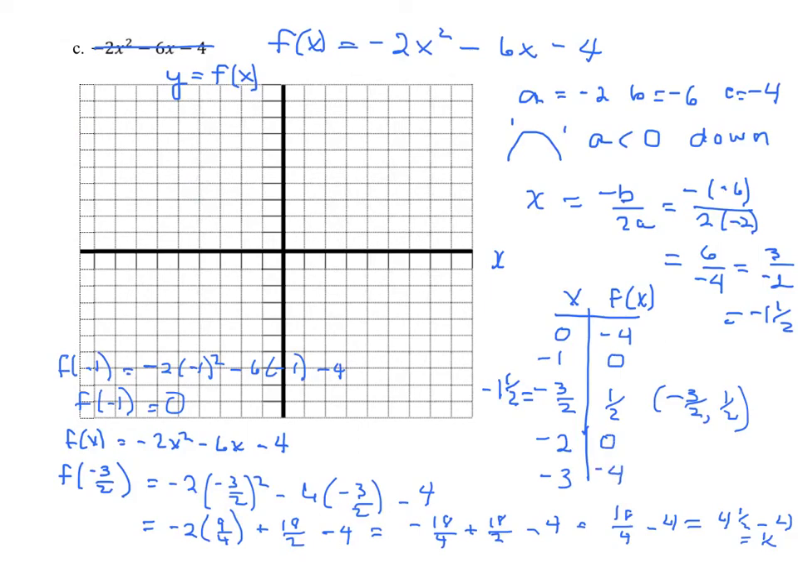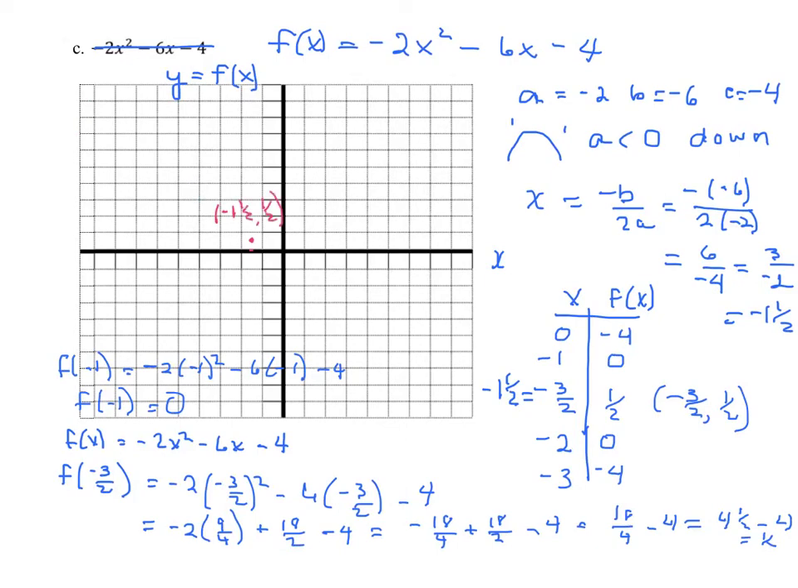And I checked it just to make sure. So these are the points I'm going to be graphing on my graph. So I'm going to graph in red. Negative 3/2, 1/2. So we're going to go out negative 1.5 and up 1/2. Ta-da! Good, there's my vertex. Negative 1 and 1/2, comma 1/2.